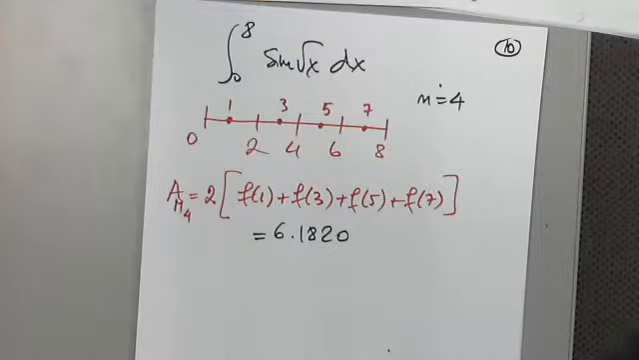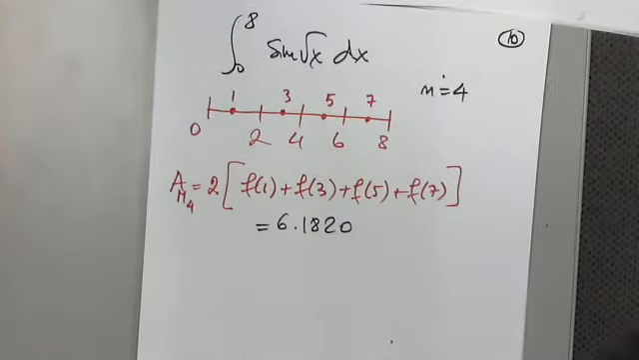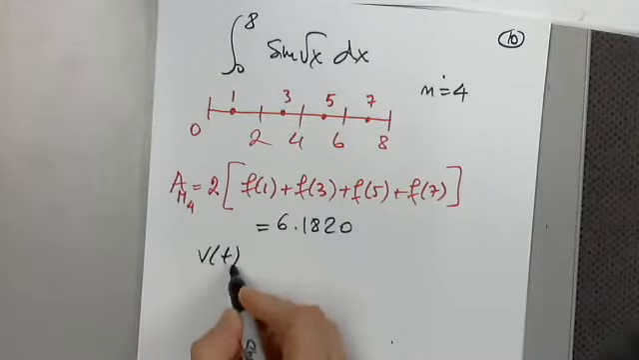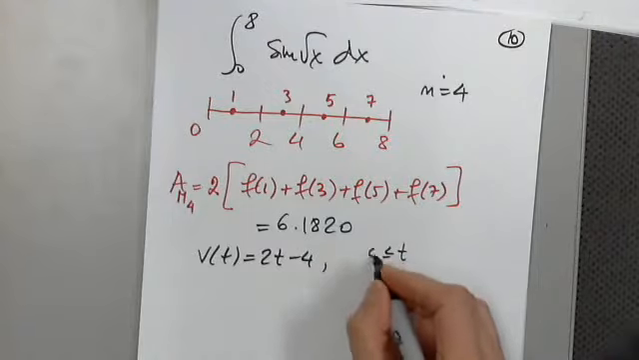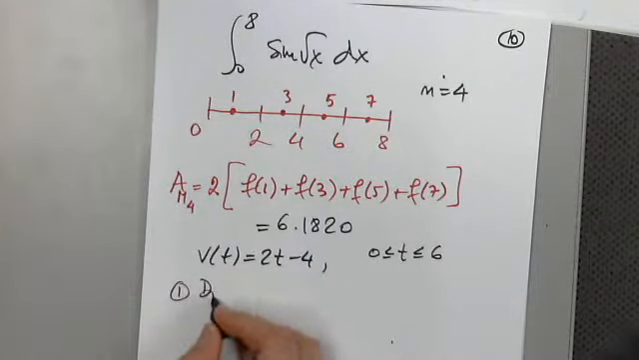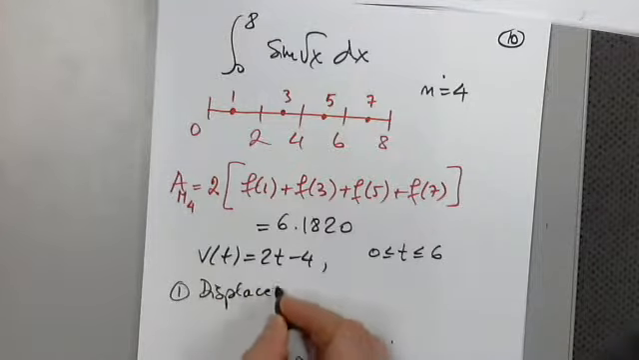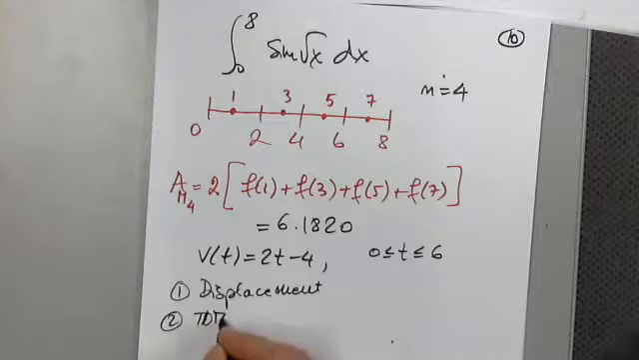Okay. So let's look at number 6. We are given v of t, which is 2t minus 4. We are given the closed interval 0 to 6. They want two things: displacement, and number 2, total distance between 0 and 4.